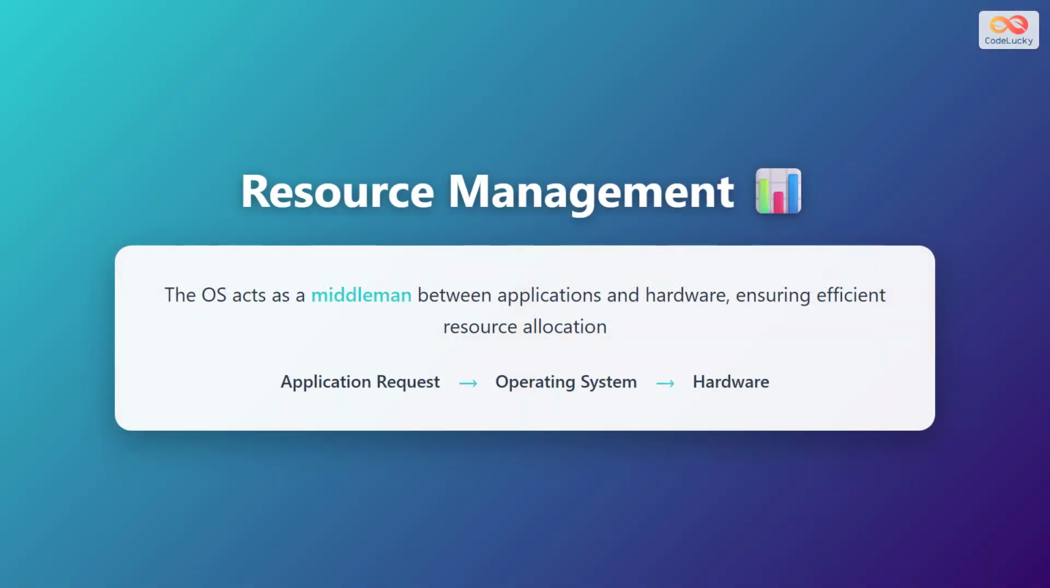The operating system acts as a middleman between applications and hardware, ensuring efficient resource allocation. When an application needs something, it sends a request to the operating system. The OS then communicates with the hardware to fulfill that request, managing everything smoothly in the background.